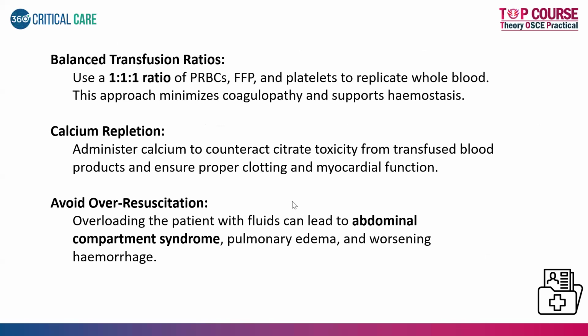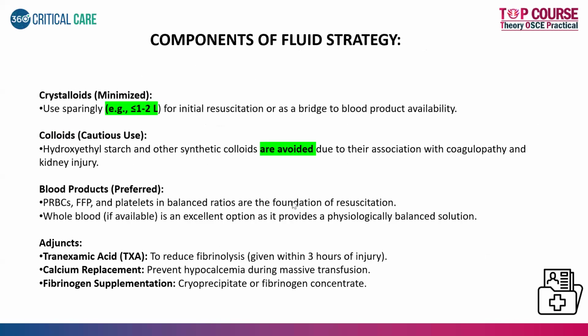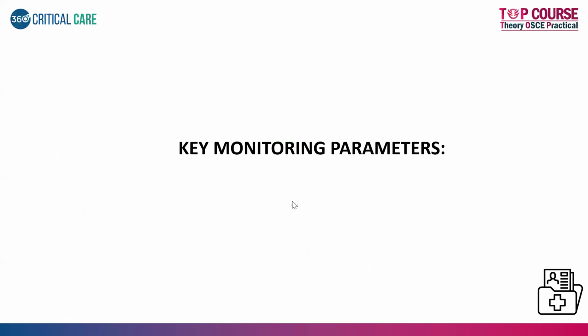Over-resuscitation, we know, can cause pulmonary edema, worsening of hemorrhage due to coagulopathy, and also the occurrence of abdominal compartment syndrome. Calcium repletion, I've told you earlier, is for 4 to 6 products whenever you're using them. Look at the ionized calcium, less than 1, supplement it, either calcium chloride or calcium gluconate. So colloids are better avoided, crystalloids minimized up to 1 liter, and tranexamic acid as early as possible.